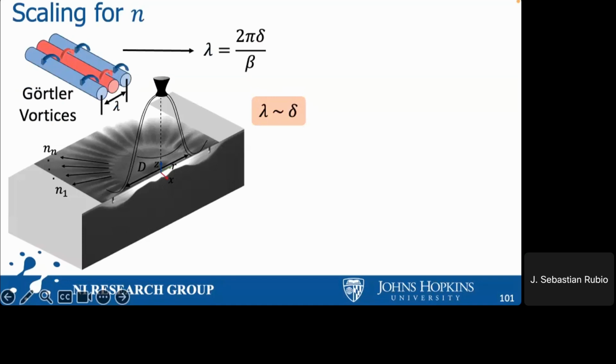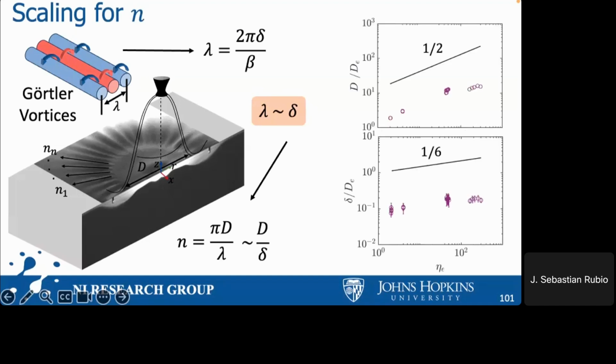If we define the number of vortices or number of streaks in our experiments as pi d over lambda, we can plug in that lambda value that I'm showing above, and now my n becomes d over delta, where d is the impingement diameter of the jet, and delta is the shear layer thickness, okay? And we find that these values scale with the jet pressure ratio, which is great because we can plug these values into our n equation. And we find that the number of streaks actually scales with the jet pressure ratio to the 1/3.